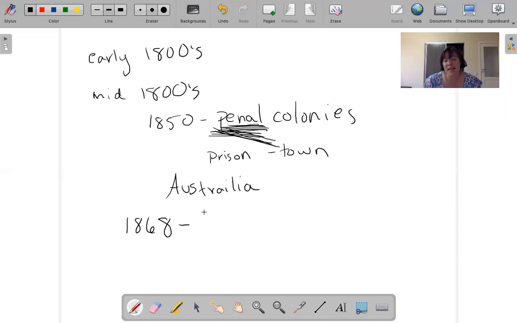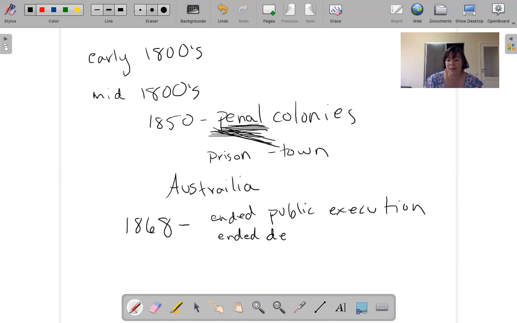So in 1868, they ended public executions. They ended debtor's prison. What's a debtor's prison?